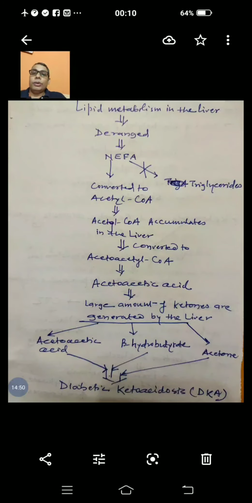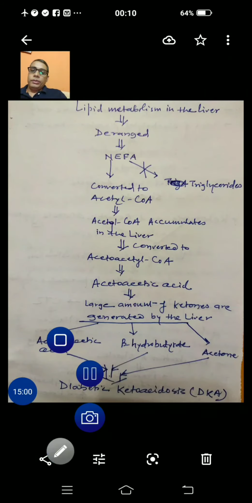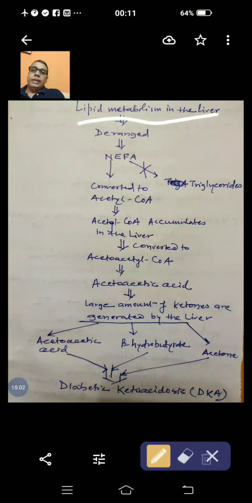Now, how does this lipid metabolism further aggravate the condition? This lipid metabolism in the liver, if it is deranged because of the huge lipolysis and overproduction of lipid in the liver also, there will be production of NEFA, as we saw earlier, and normally it is going to convert into triglyceride, a normal phenomenon.